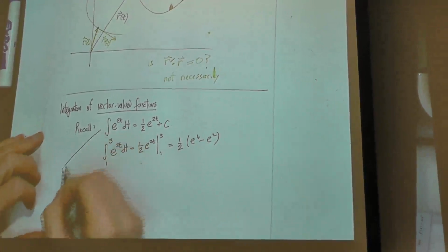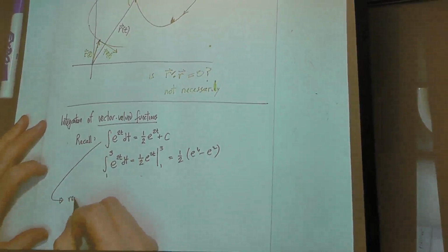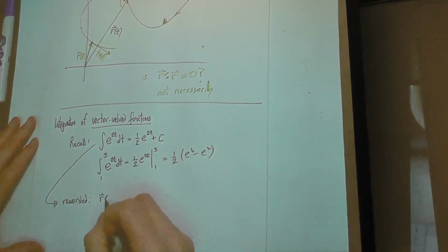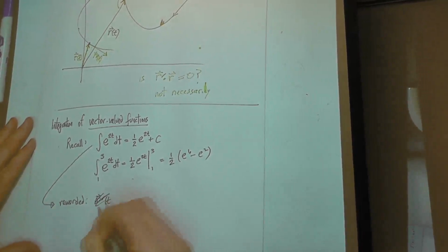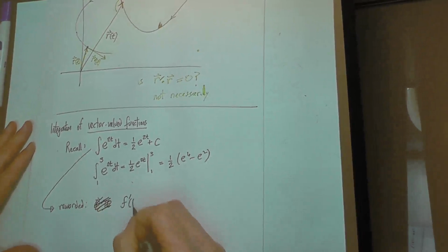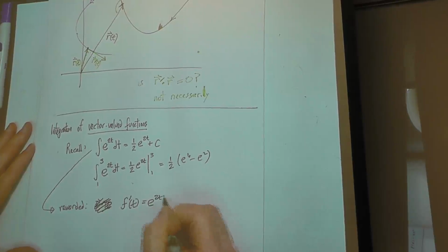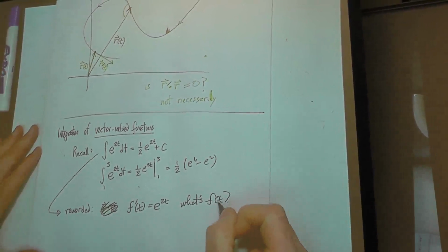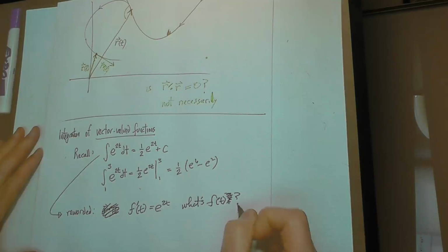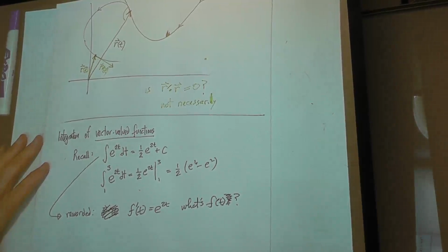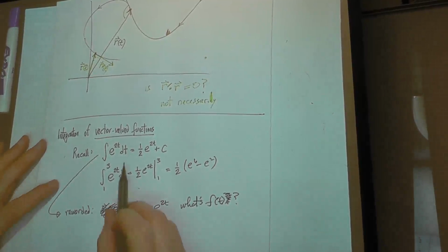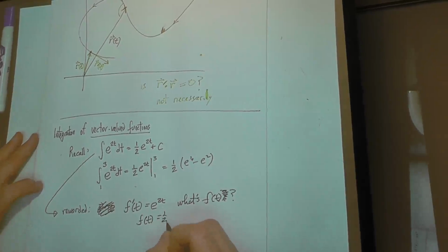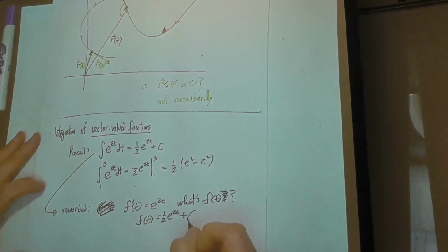This first problem can be reworded: f prime of t is e to the 2t. What's f of t? Just a rewording of the integration, and so the answer here would be f of t is 1/2 e to the 2t plus a constant.